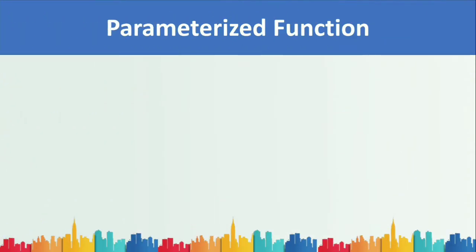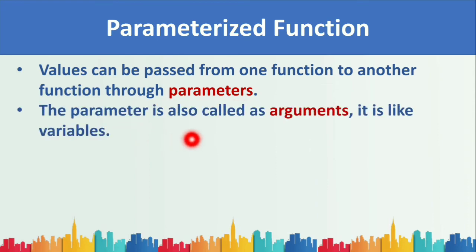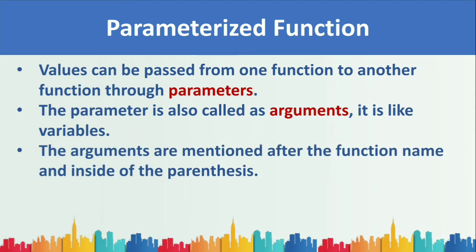And the next one is the parameterized function. Here values can be passed from one function to another function through parameters. Parameters are the variables present inside the brackets, after the function name. Parameters are also called arguments. It is just like a variable. A variable is the name of a memory box. These arguments are mentioned after the function name and inside the parentheses. This will be very clear if I show you an example.